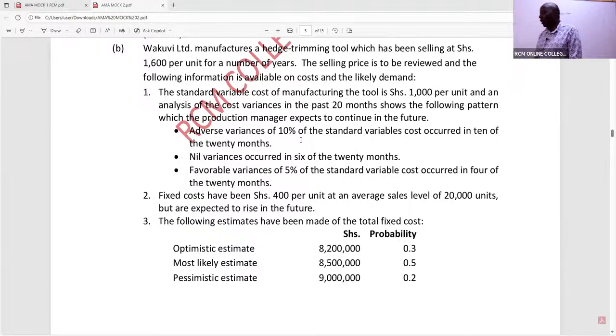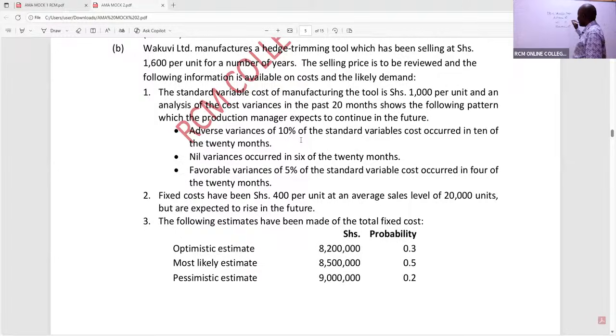Thank you so much. So then we have here adverse variance, nil, and favorable. Remember, adverse is 10%, nil is 0, and favorable, they have told us, is 5%.